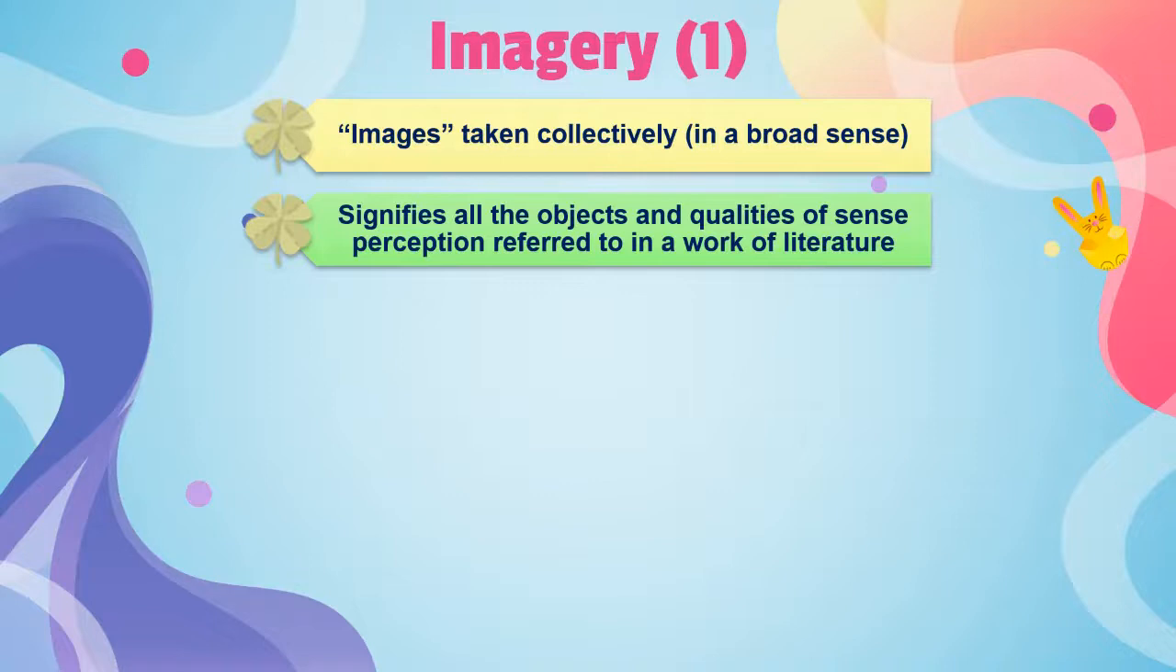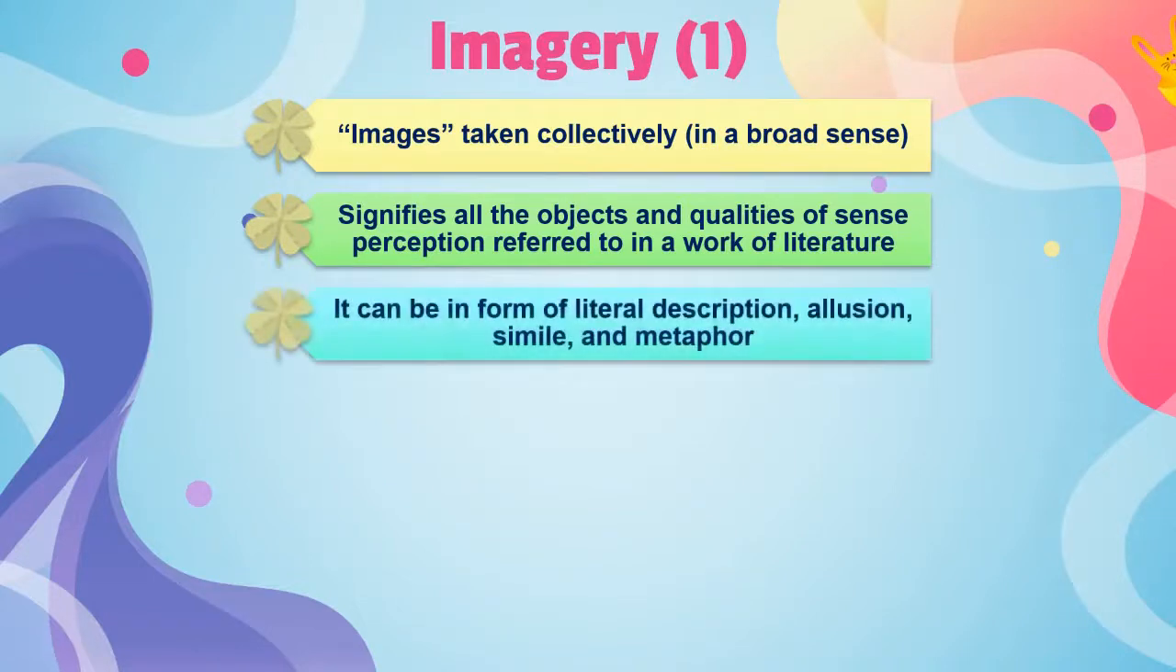So imagery can be sound imagery, it can be the image which is visualized, it can be olfactory and things like that. It can be in form of literal description, allusion, simile, and metaphor. So, how would we provide these images via different means: description, allusion, simile, metaphor?